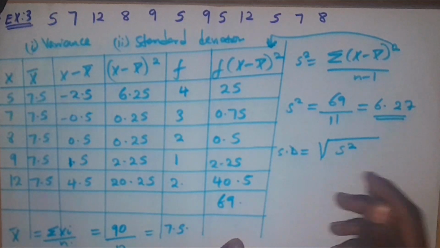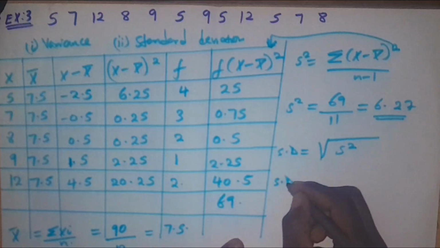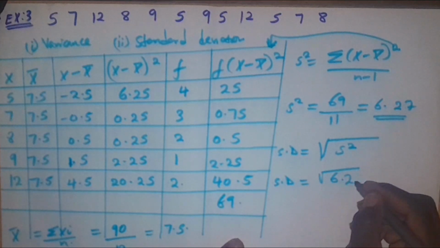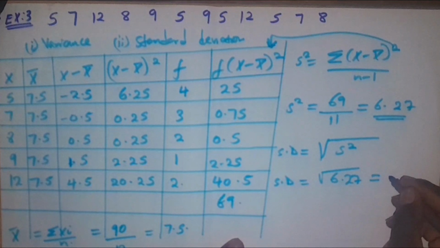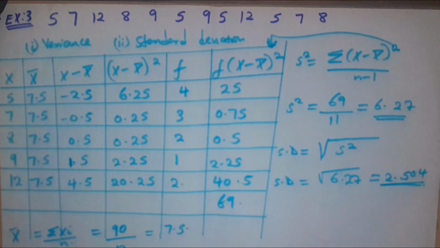And for the standard deviation, we're going to say the square root of the variance. And the variance is 6.27. Therefore, our standard deviation here is going to be 2.504. This is how we solve the variance and the standard deviation of samples.